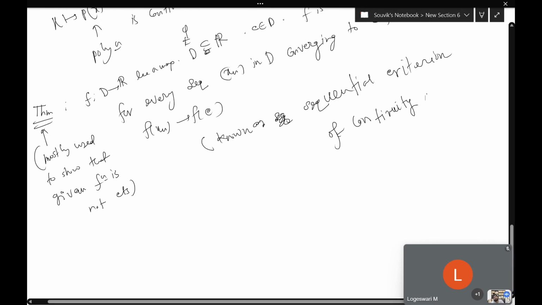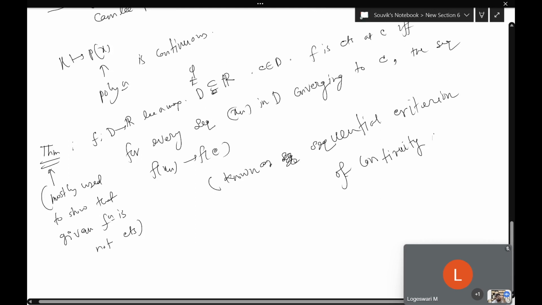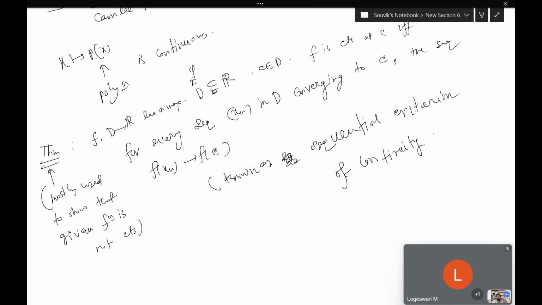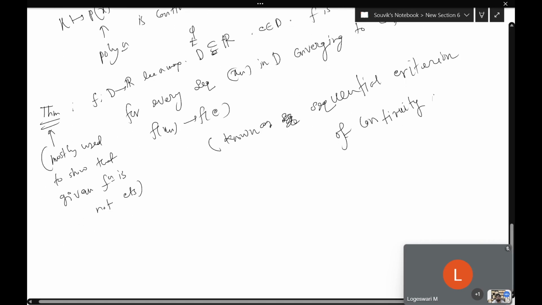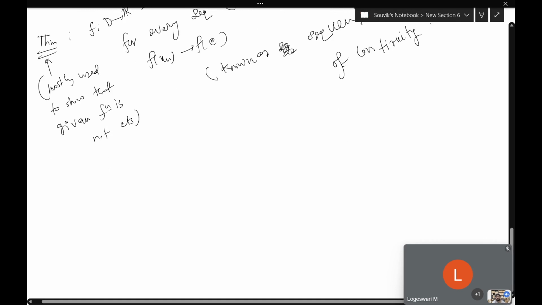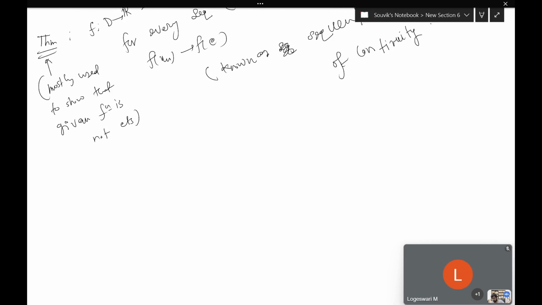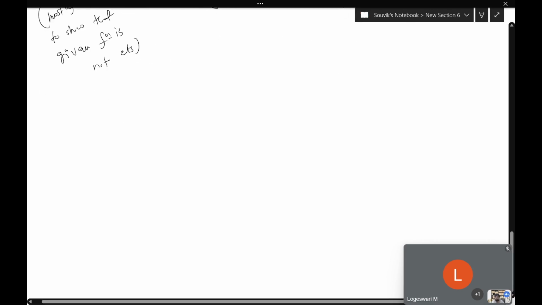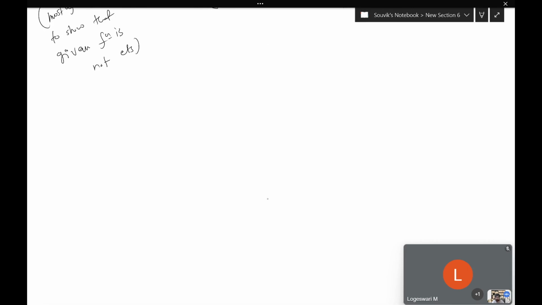So what does the sequential criterion mean? Suppose a function f is continuous at c. It means for any sequence x_n in the domain converging to c, the corresponding sequence f(x_n) will converge to f(c). Directly using this, first let us see one example of how to use it for showing the discontinuity of some function. So, the following example.